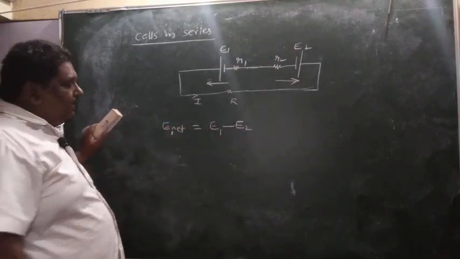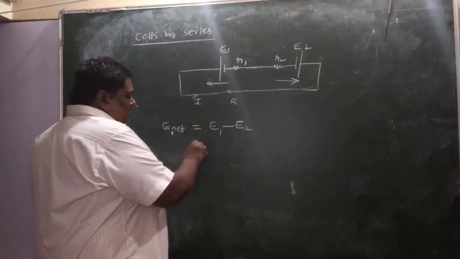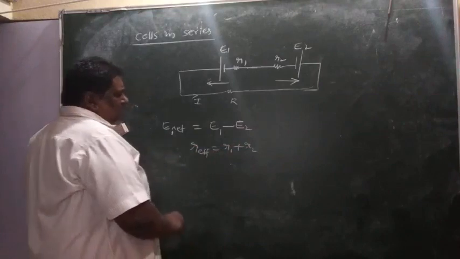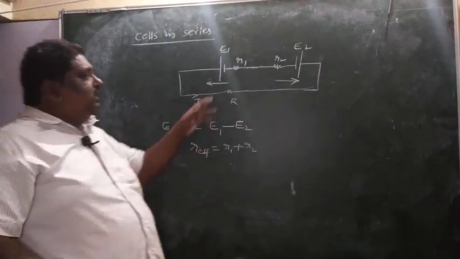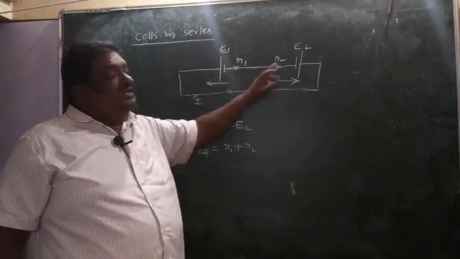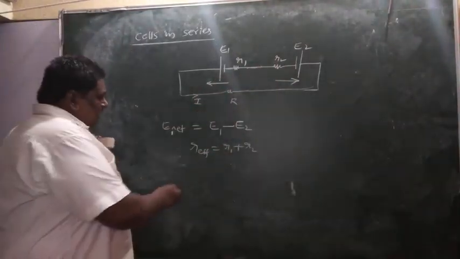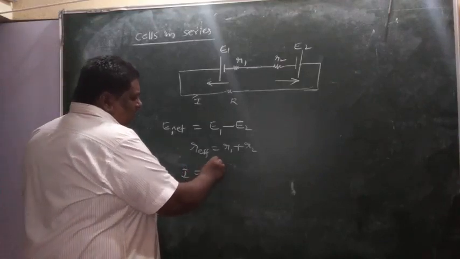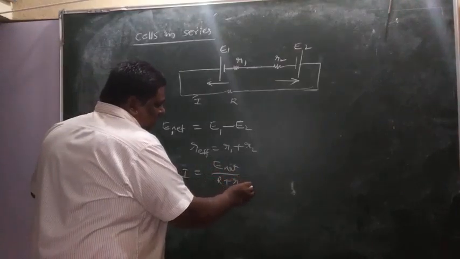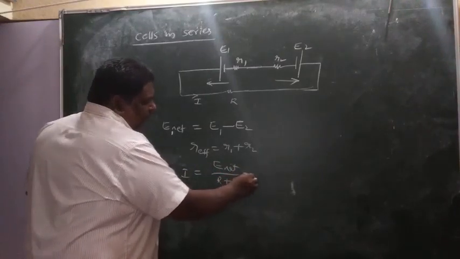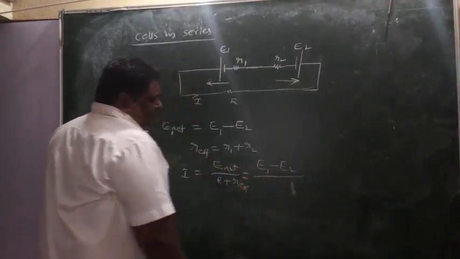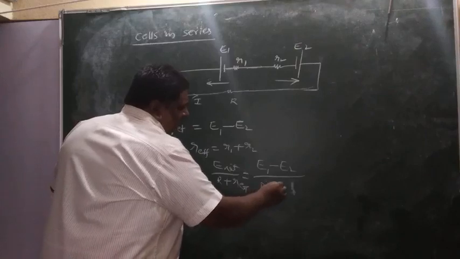Next, what is the R effective? It is R1 plus R2, because in series, whether cells are supporting or opposing we don't bother. Resistance is always added up. Therefore, what is the current? Current is equal to E net by R plus R net, R effective. E net how much? E1 minus E2, by R plus R net, how much? R1 plus R2.